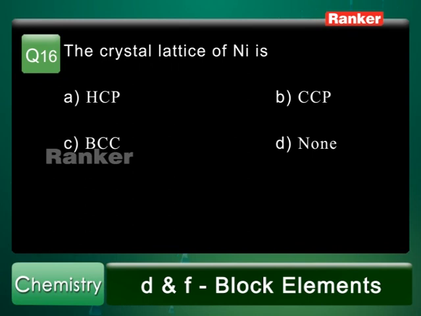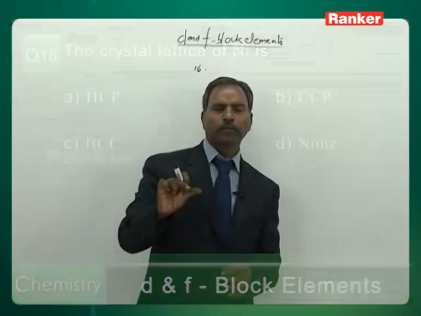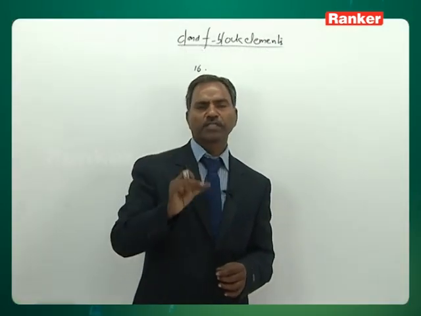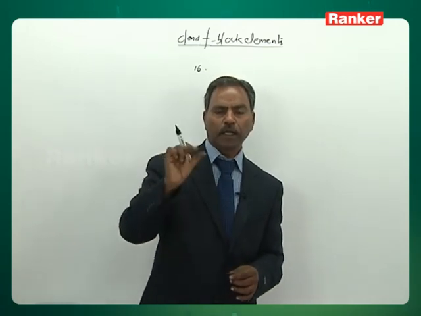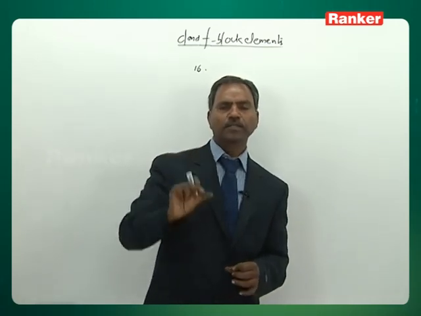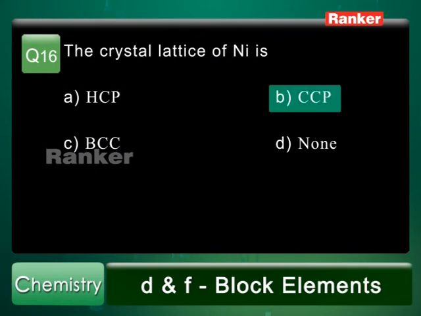Nickel is having CCP, cubic close packing, also known as face-centered cubic lattice. The nickel metallic lattice is answer option B, that is CCP. So here this particular option is the correct one.